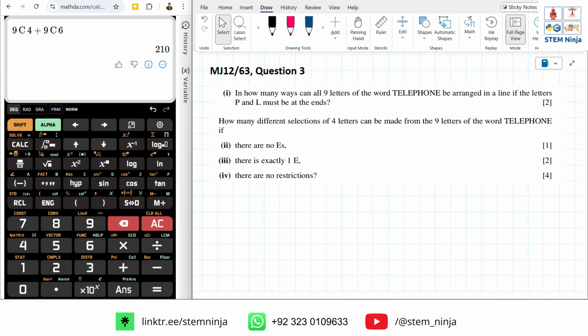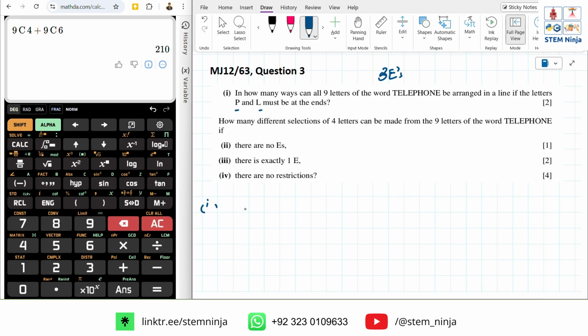In how many ways can all the letters of the word telephone be arranged in a line if the letters P and L must be at the ends? Okay, so first off, we need to see how many duplicate letters are there. So you have three E's, and nothing else. Okay. So P and L must be at the ends.